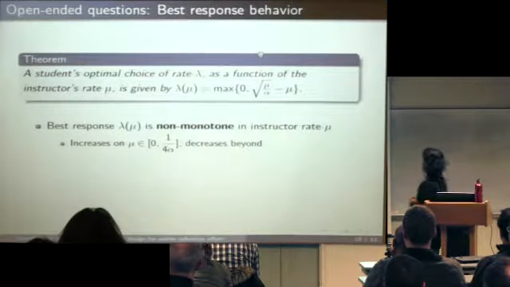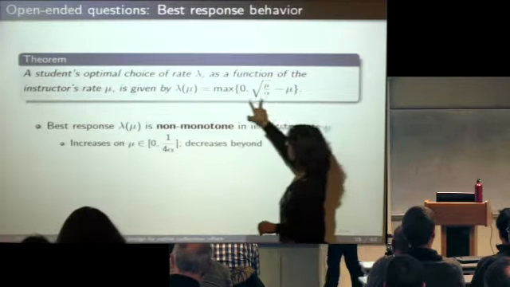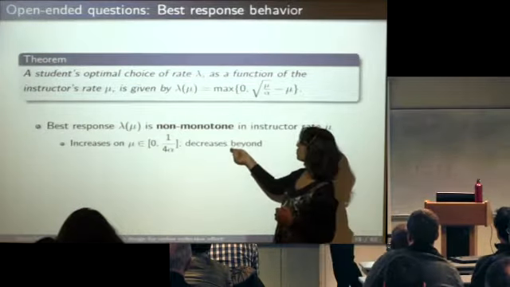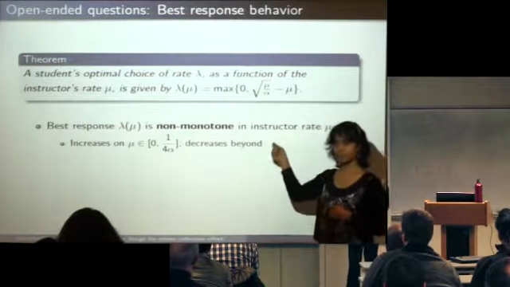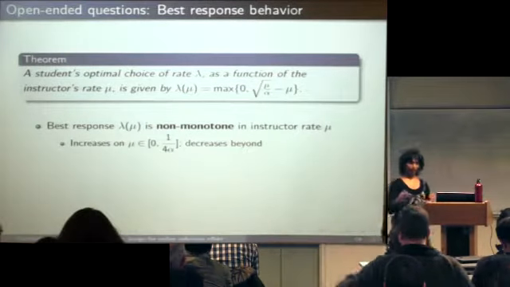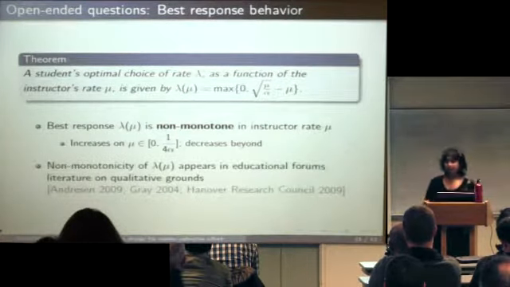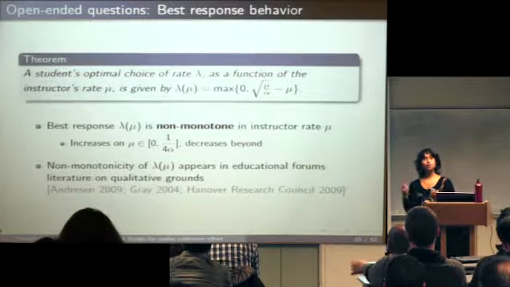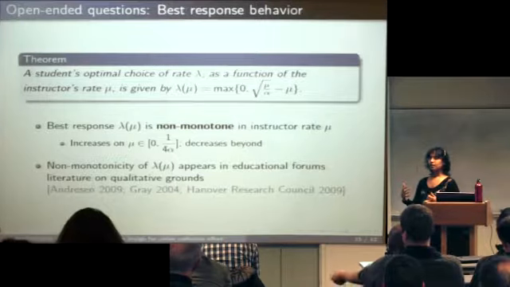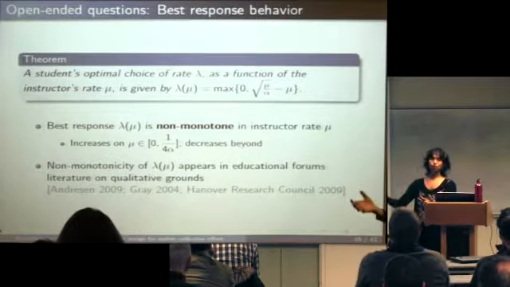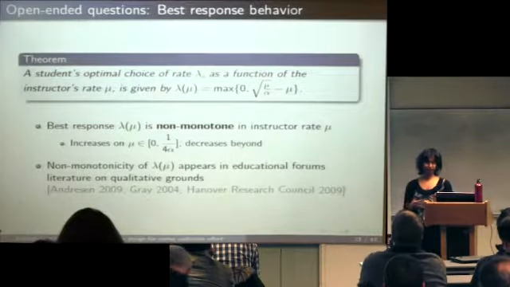Yes, okay, good. The second thing to note is that this function, which says how quickly the students respond, is a non-monotone function in the instructor's rate. It's increasing up to a certain point, and then it's decreasing beyond that. At first, when the instructor is too slow, it's really not worth coming in quickly and checking the forum. I mean, this instructor is not going to show up until day after tomorrow. I can take my time.